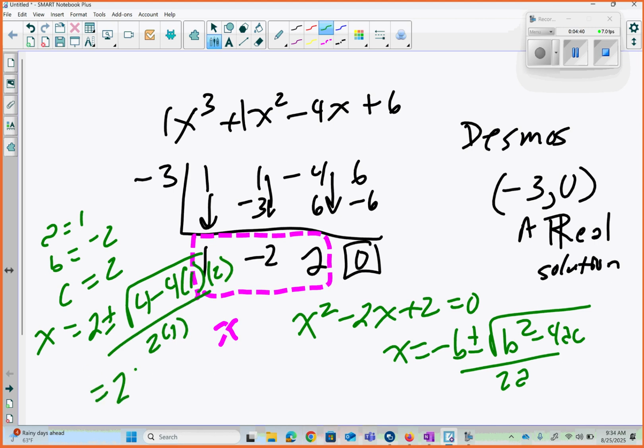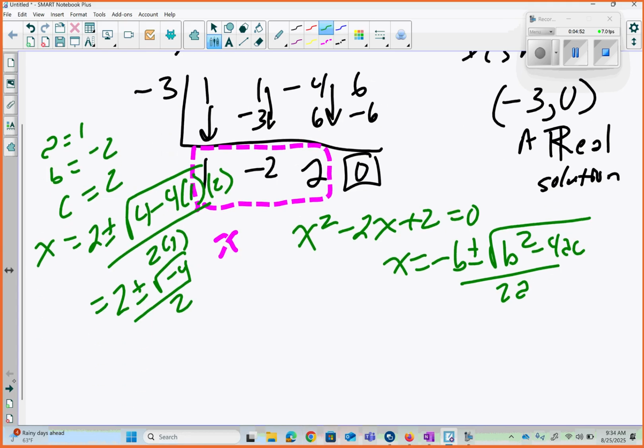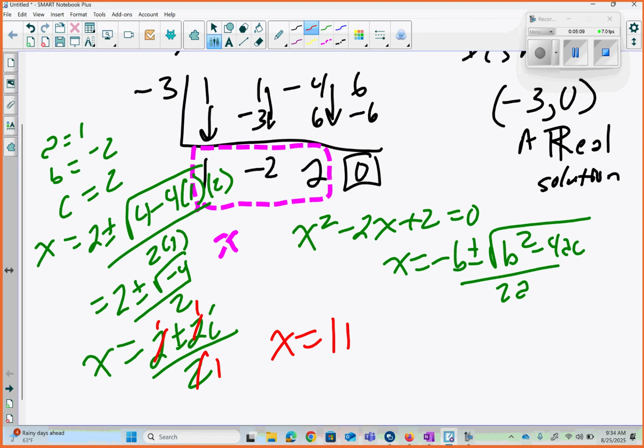So x equals 2 plus or minus, this is going to give me -8, so I'm going to get a -4 down here, over 2. Square root of 4 is 2, and you might have heard of complex solutions at some point. This is going to come out to 2 plus or minus 2i over 2. The i came from because I took the square root of a negative. And then everything's a 2 here, which everything reduces. So my other two solutions to this problem are 1 plus i.